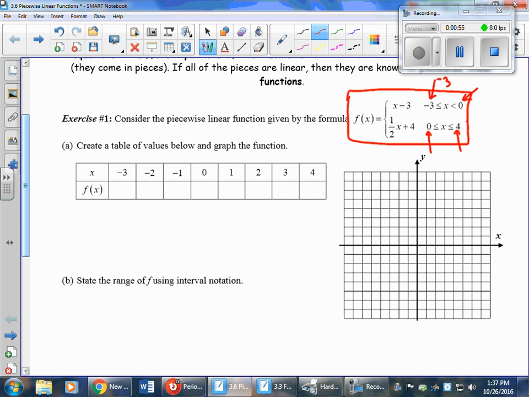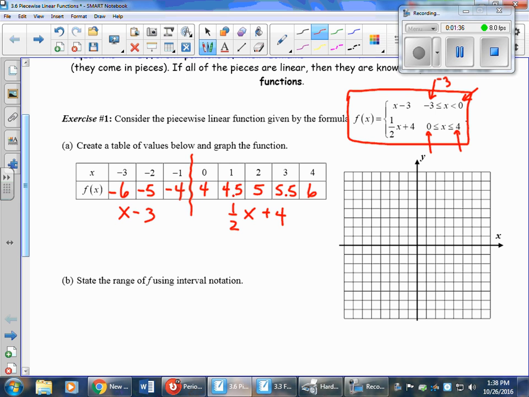So, let's take a look at what that looks like on our table. So as you can see, the negative 1 is kind of the cutoff. So I know this one here is the x minus 3, and I know this one here is 1/2 x plus 4. So when I substitute my negative 3, minus 3 is negative 6, negative 5, negative 4. When I put 0 into the 1/2 x plus 4, I get 4. When I put 1 in there, I get 4.5, and I get 5. And then I get 5.5, and I get 6.